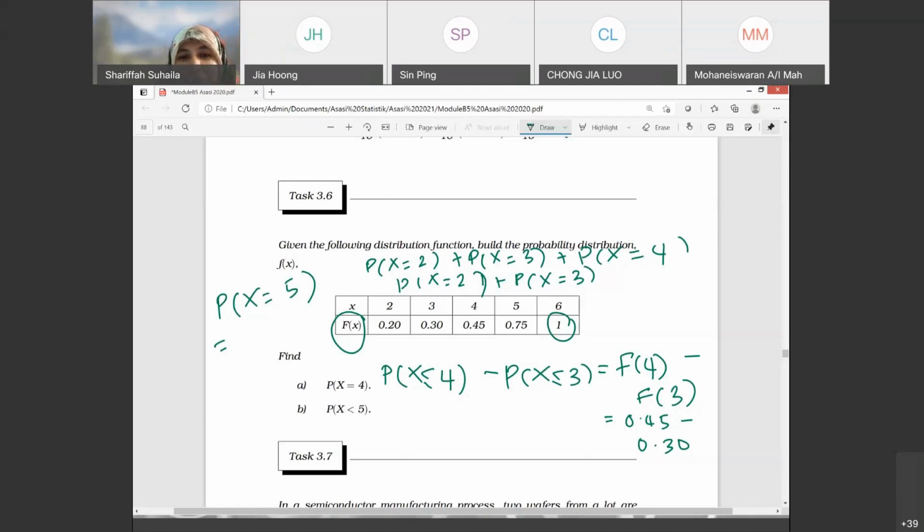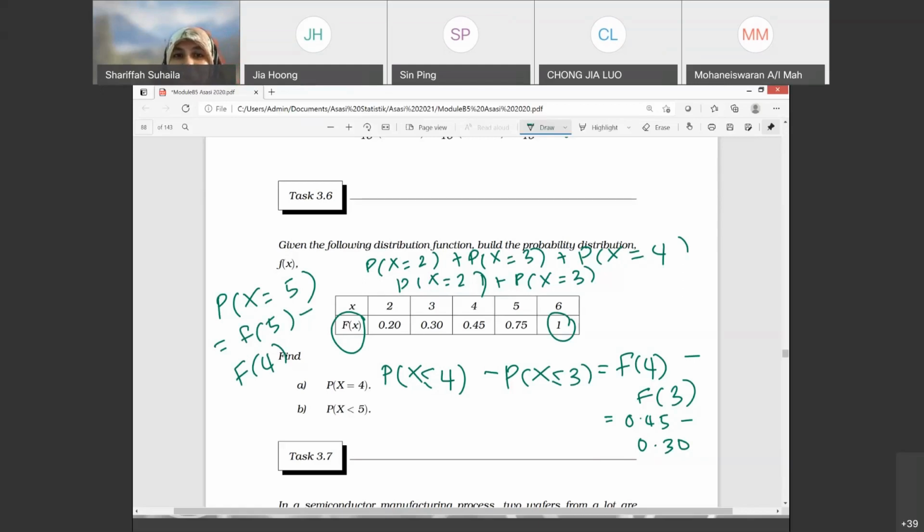So exactly 5. That means you will have probability x less than or equals to 5 minus probability x less than or equals to 4. You will have F5 minus F4. Again, F5 because we have 2, 3, 4, 5. F4, 2, 3, 4. F5 minus F4, then you get probability x equals to 5.